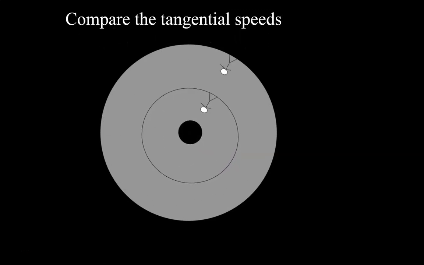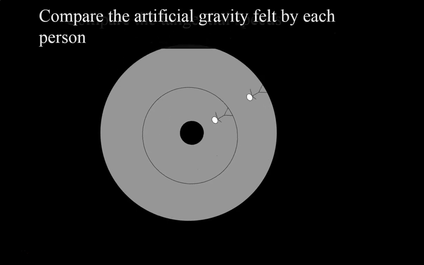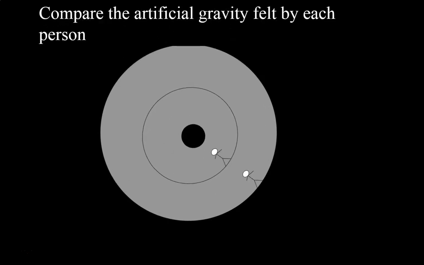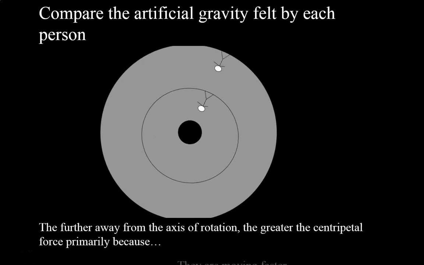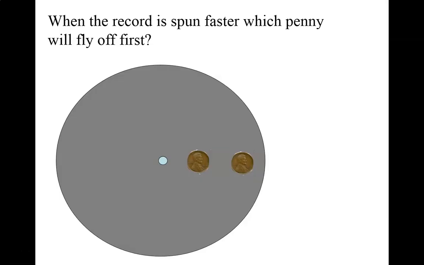Well, the one on the outside is going to have a greater tangential speed because there's a greater radial distance. Or you can think about it as it's traveling a greater circumference in the same amount of time, so therefore it's got to be moving faster. So who's going to feel more artificial gravity, the person on the inside or the person on the outside? Well, the person on the outside, who's got a greater tangential speed, is going to have a greater artificial gravity.